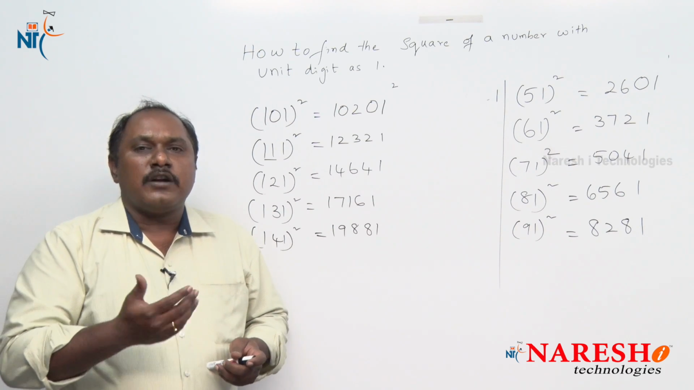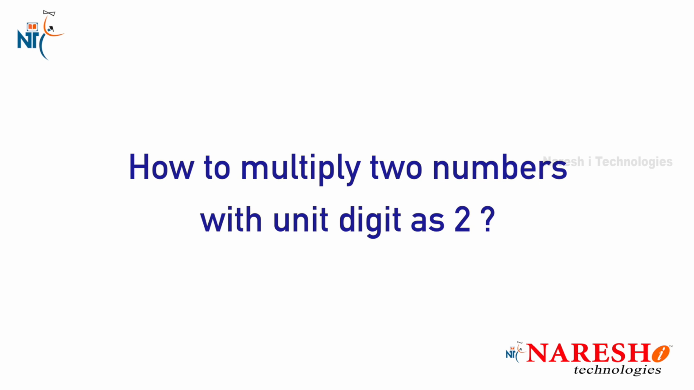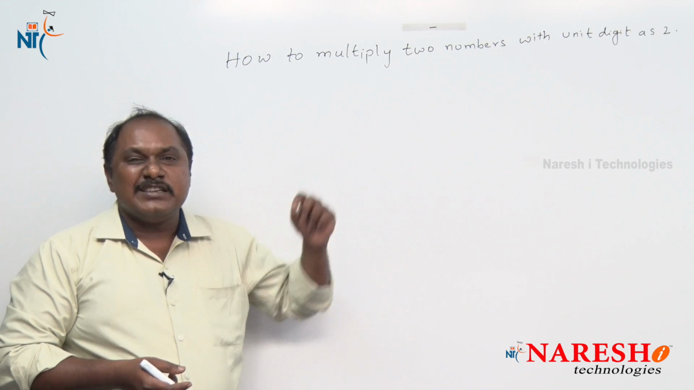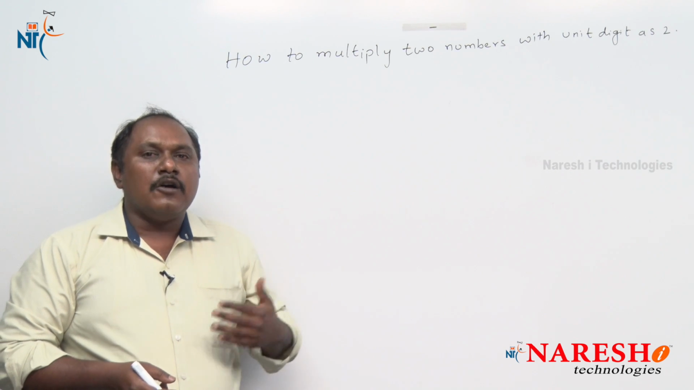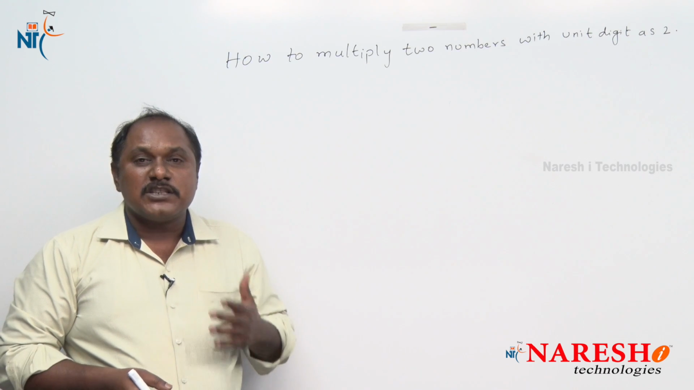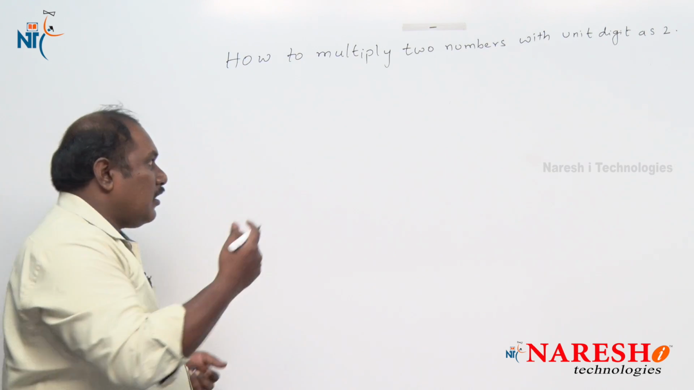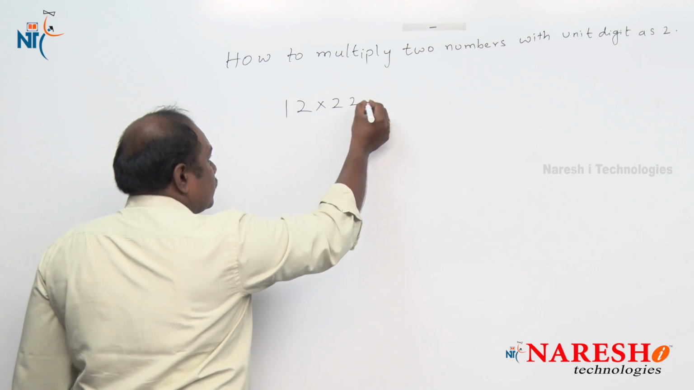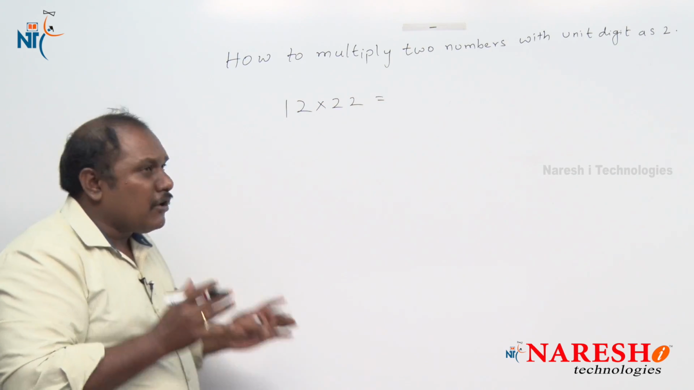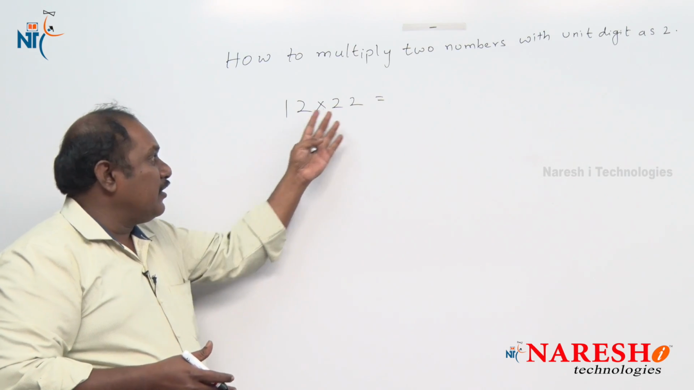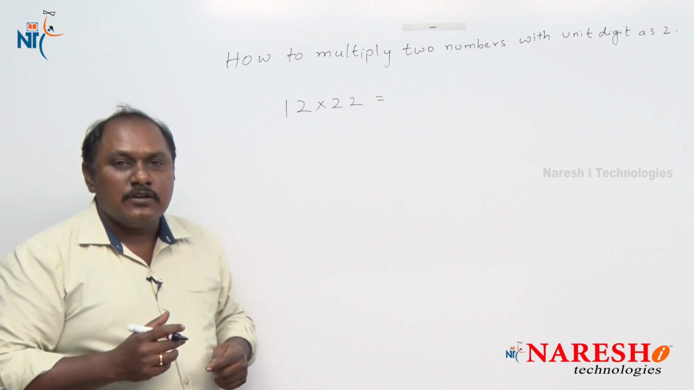Now let's learn one more technique: how to multiply two numbers with unit digit as 2. Previously we have learned how to multiply two numbers with unit digit as 1. Now let's learn how to multiply two numbers with unit digit as 2. Let's take a small example. I have to multiply 12 into 22. Now I am going to use the same logic that I used when the unit digit is 1, but with a small addition to it.